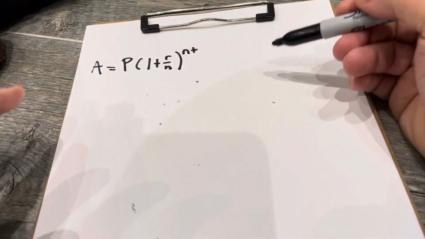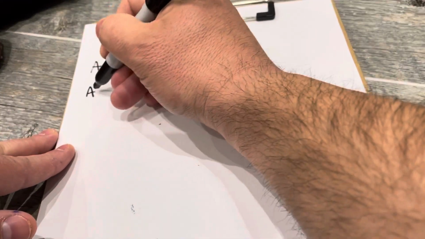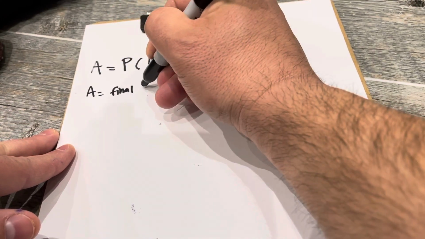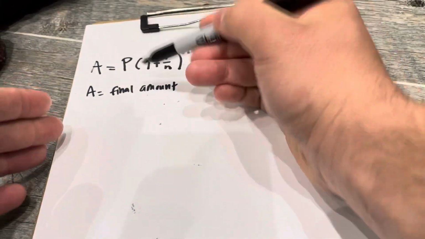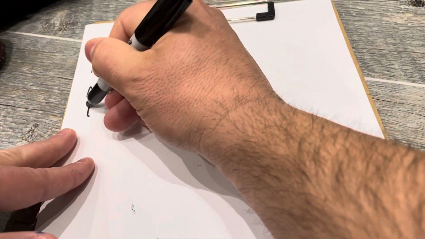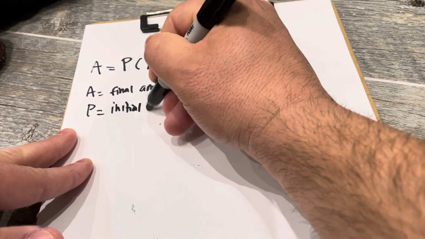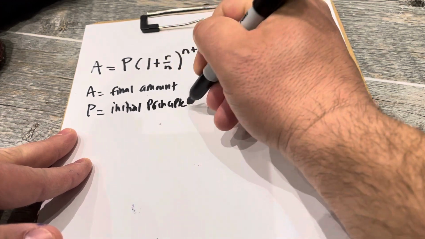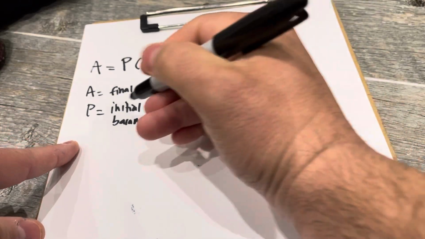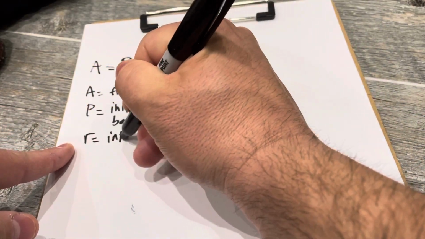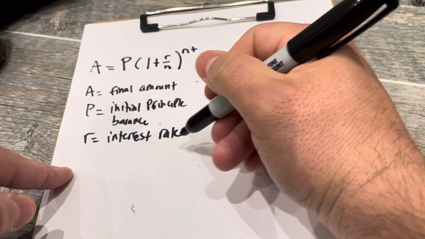You can write this down, pause the video, write this down along with all of these, and it'll make it much easier. So A is actually going to be your final amount. That's the final number that you earn after you've taken your principal and interest together. Your P is going to be your initial principal balance. So that's the initial investment, the initial amount that you've invested. Your R is going to be your interest rate, but that's expressed as a percentage and a decimal, which I'll go over in a moment.